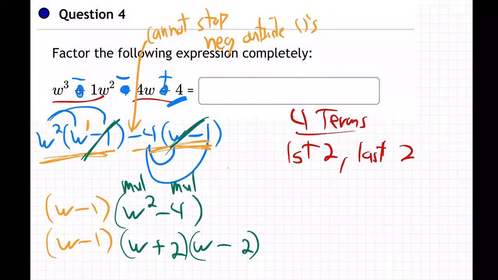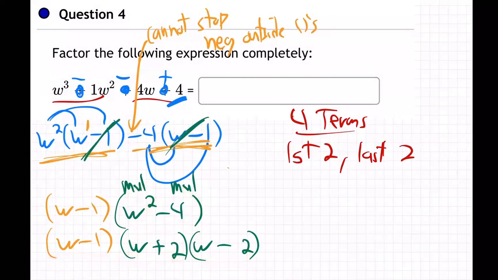So let me go back here again. W squared minus 4 can go further because it's W times W and 2 times 2. Front times front to make front. Remember these from the last section? And last times last to make last. One positive, one negative. Positive 2 times negative 2 is negative 4. So this breaks down, and now we're done. How do you know? Well, these are all just W to the first power. I don't even need to think about that.